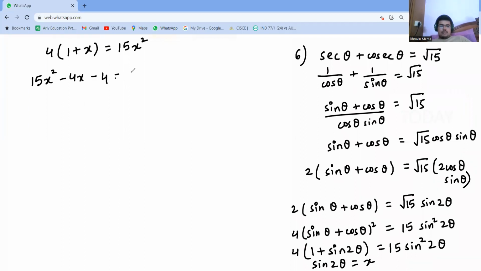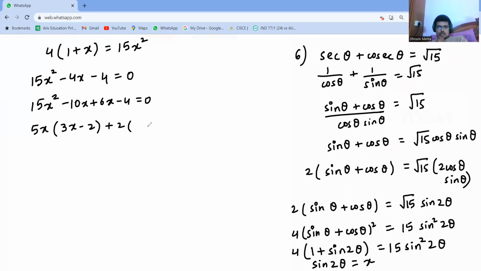Check this, Arush, Trisha, Muskan. 15 x square minus 4x minus 4, so 15 into 4 is 60. Two factors of 60 on subtraction should give 4. So 10 and 6 will come: minus 10x plus 6x minus 4 equal to 0. We can take 5x common, this will be 3x minus 2, and plus 2 into this will be 3x minus 2. So you will get x is either 2 by 3 or x is equal to negative 2 by 5.